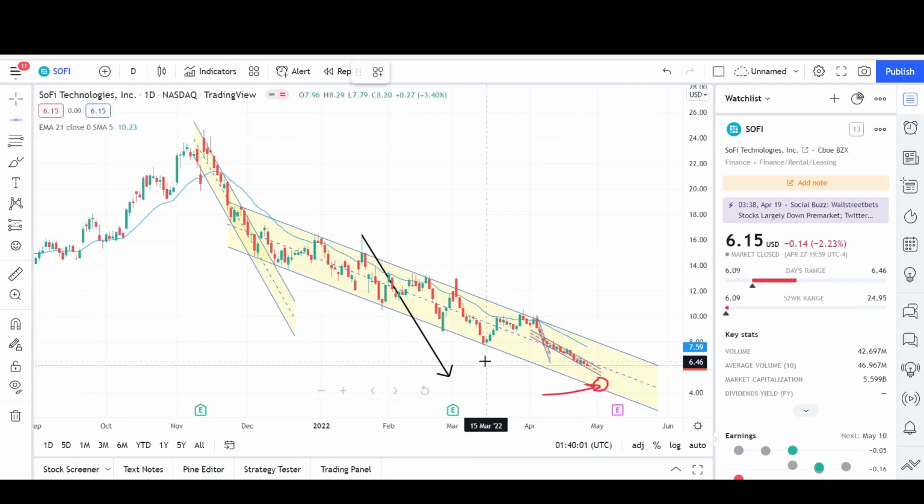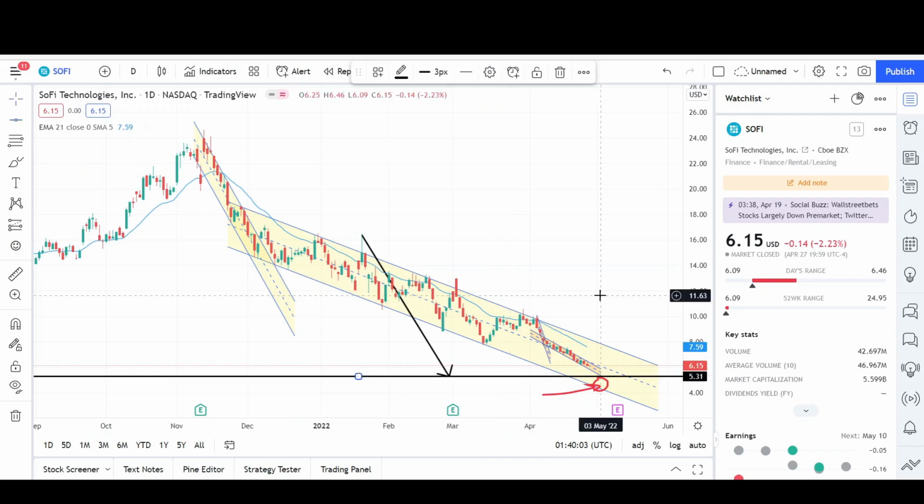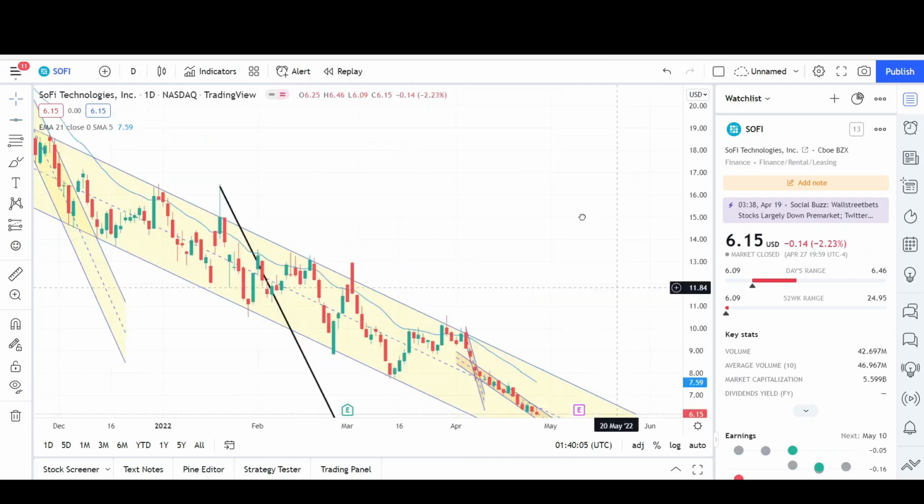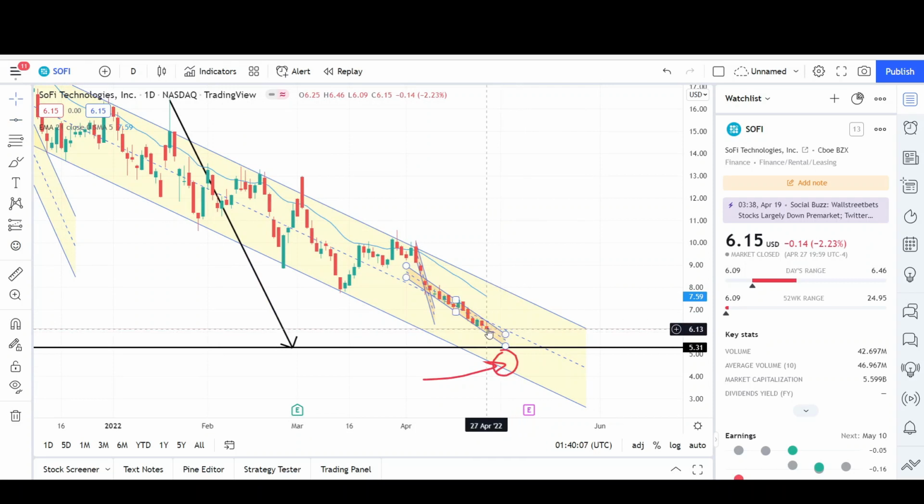So that's my next target for SoFi. We're very close. We can probably get there next week if the selling continues, maybe the end of this week, depending on how much we drop. Probably next week when we see these lower targets being met.